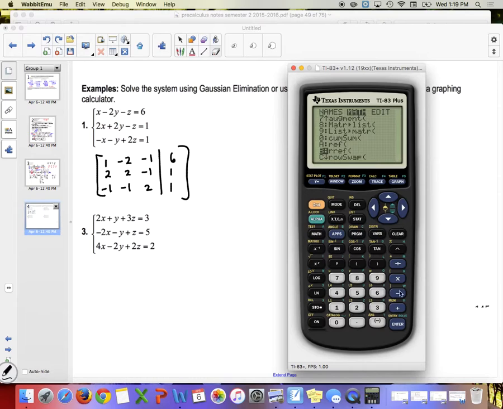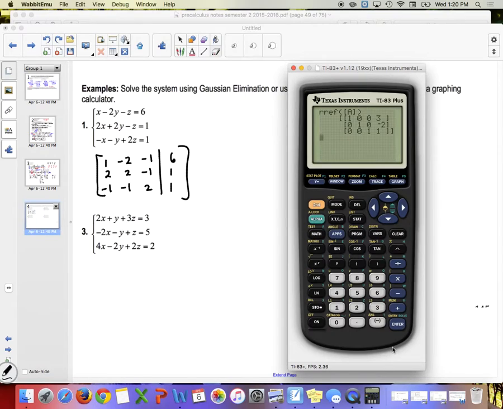Do you guys see it? RREF. It stands for row reduced echelon form. That's what it means to have it all the way down with the identity there. So hit enter. And we want to do that for matrix A. So we do second matrix, stay on names and hit enter. So it's saying row reduced echelon form for matrix A. And then hit enter. You can add the closing parenthesis, but you don't need it.